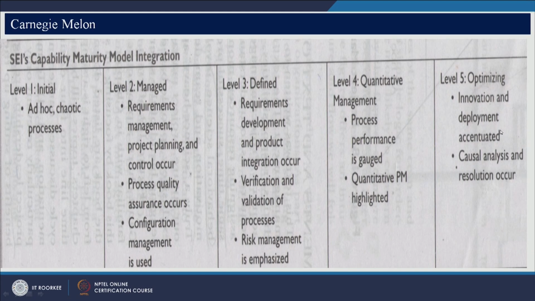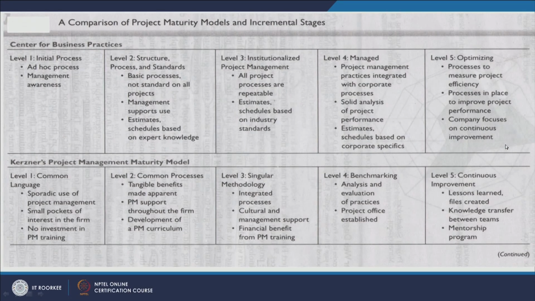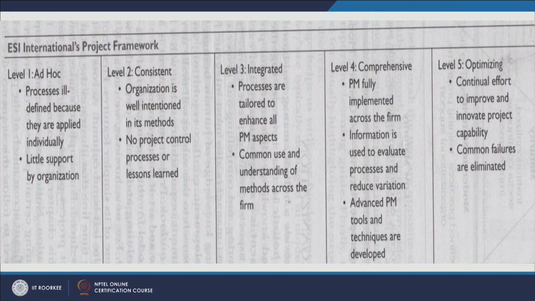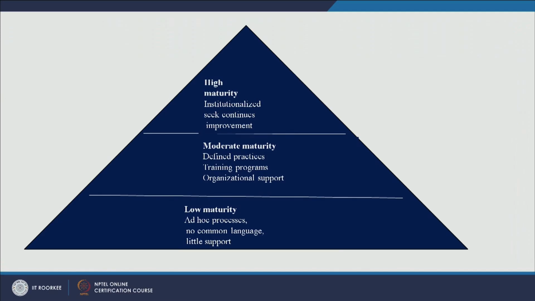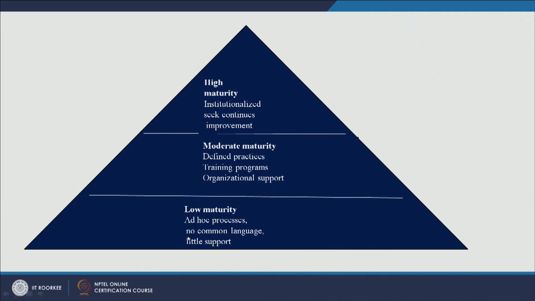So, there are almost 5 levels in each of these models, but at the end of the day you can say that this is a standardized CMM model. So, what you are having? You have got low maturity in the beginning in an organization, you will not have common languages, you will have very little support from your team members. Over a period of time things would start improving.